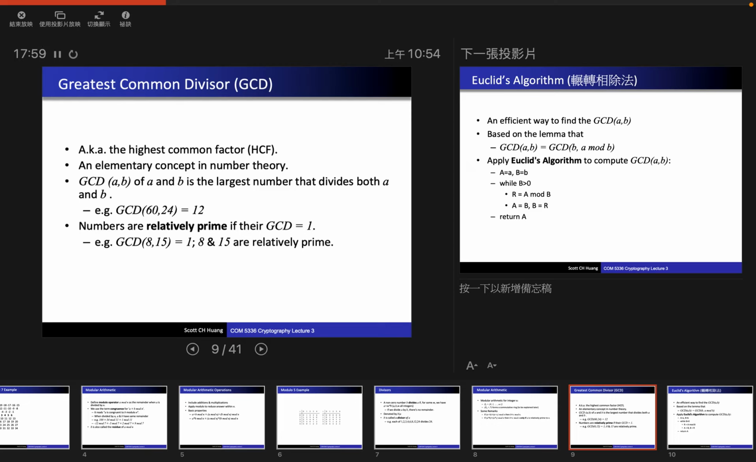If two numbers have a greatest common divisor equal to 1, then they are called relatively prime. Relatively prime. So these concepts are very similar to the math we learned in high school.